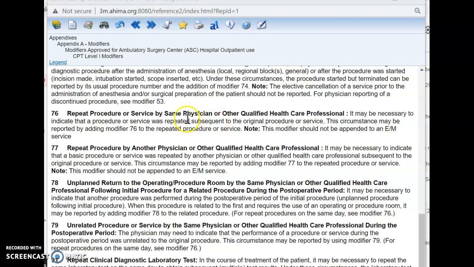So this one here, I don't think is real tricky. It's not 77, it's not by somebody else. It's not an unplanned return to the operating room, and it's not an unrelated procedure. So this one's pretty much 76.